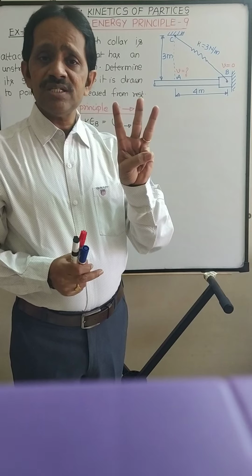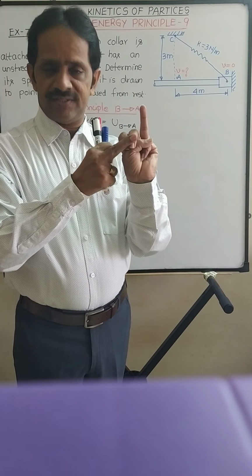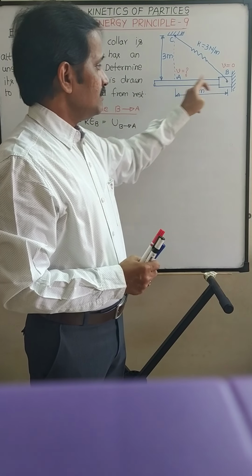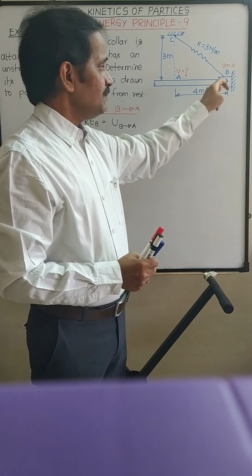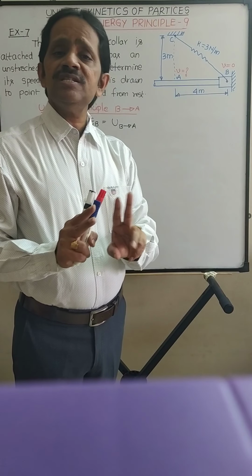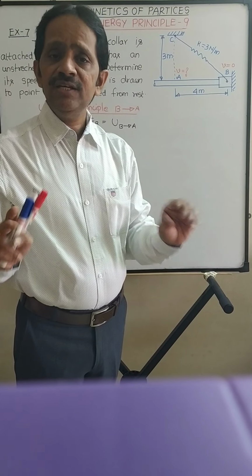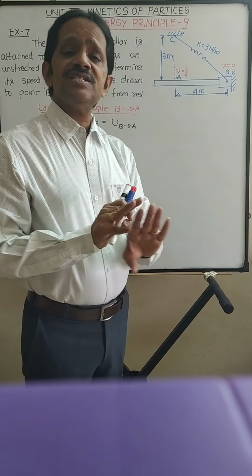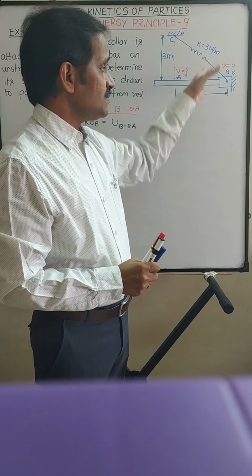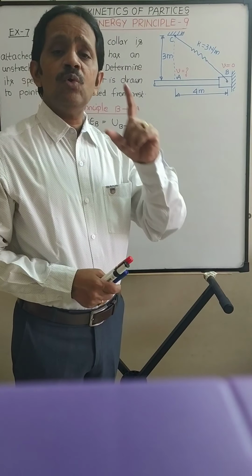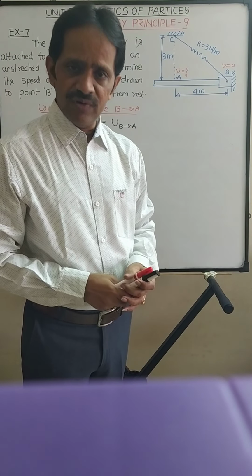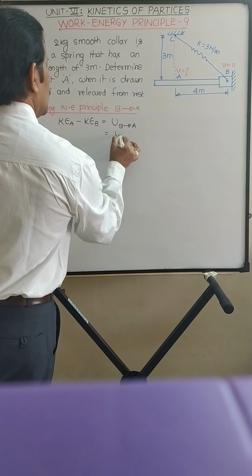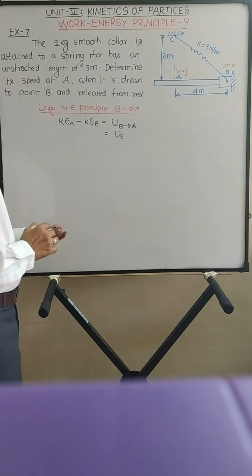Out of these 3 forces, 2 forces are not doing any work because it is moving from B to A, so it is having only horizontal displacement. So the work done by gravitational force is 0. Gravitational force is not doing any work. And the work done by the normal reaction on the collar is always 0 because there is no displacement in the normal direction. So only spring force is doing work. So this is equal to the work done by spring force, right?